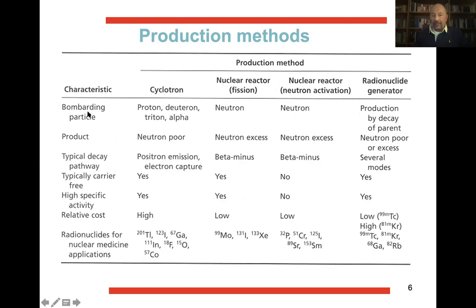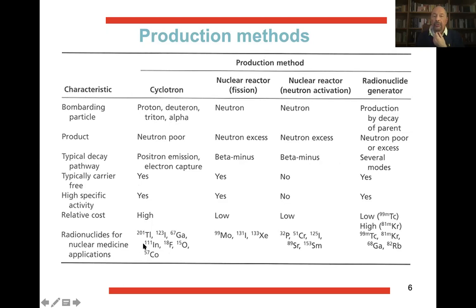You see here there is a different characteristic. I mean, the bombarding particle, which is of course not existing in the radionuclide generator, but in a cyclotron you typically use protons, deuterons, tritons, or helium ions, and neutrons, of course, in the nuclear reactor. The product, the type of decay, if it is typically carrier-free, the high specific activity, and the relative cost. Of course, this is more expensive. And these are the examples, let's say, of the typical products.